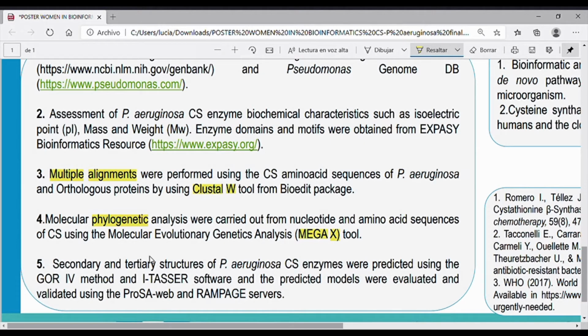Subsequently, the 3D structure was modeled with I-TASSER, and the general and local quality of the structure of this model was evaluated through the analysis of the graphs obtained in the ProSA web server and in PROCHECK.